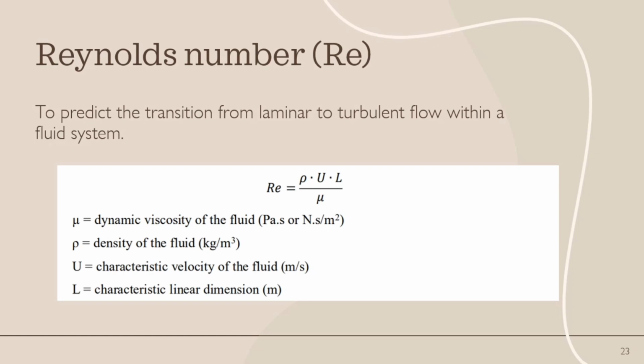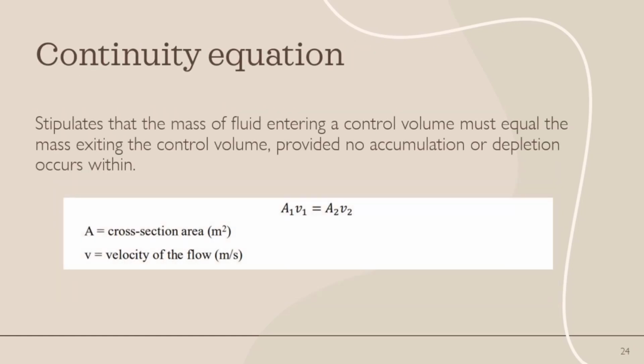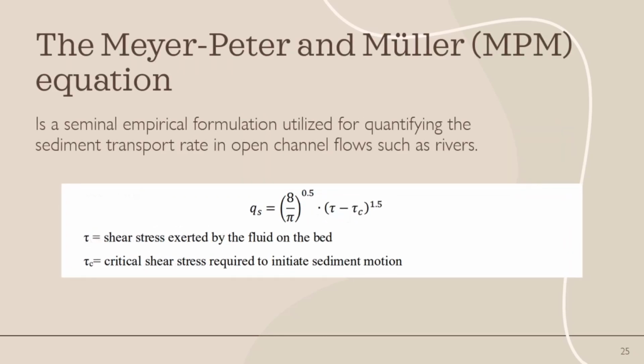Next, the continuity equation stipulates that the mass of fluid entering a controlled volume must equal the mass exiting the controlled volume, provided no accumulation or depletion occurs within. Based on this, we can see that A1 V1 equals A2 V2, which is also the same as the flow rate equation. Last but not least is the Meyer-Peter and Muller equation. It is a seminal empirical formulation utilized for quantifying the sediment transport rate in open channel flow such as a river.